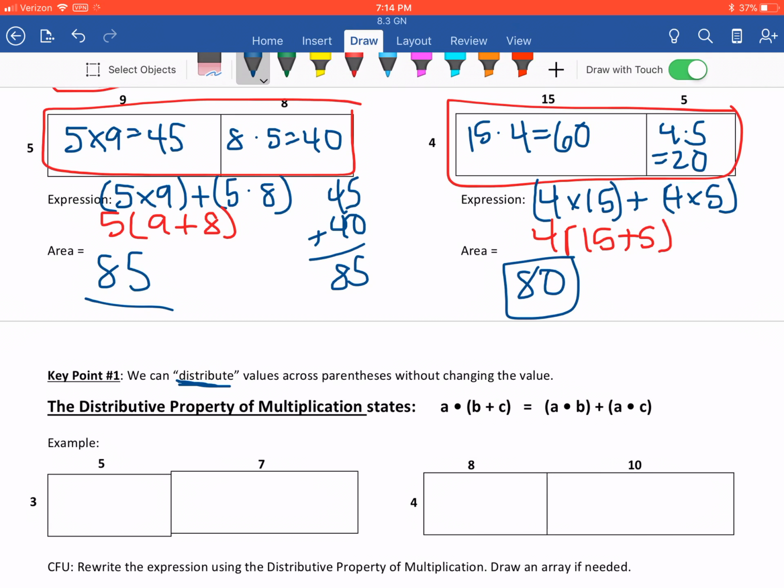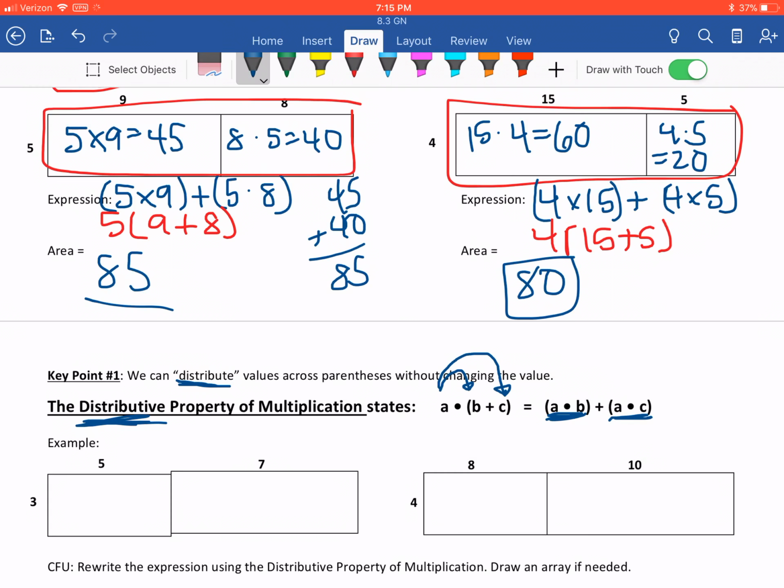So the distributive property of multiplication states, all right, this one's going to sound confusing. A times parentheses B plus C equals A times B in parentheses plus A times C in parentheses. All of that doesn't really make sense when you say it out loud, but there's a handy little trick that we do to show what exactly that means. So I'm going to distribute the A to the B, and then I'm going to distribute the A to the C. And then notice here, it's A and the B together, A and the C together.